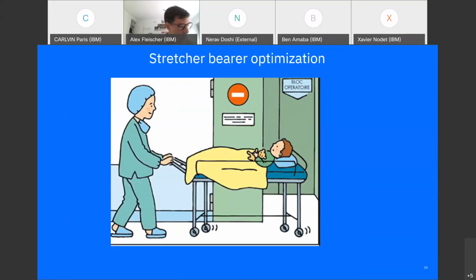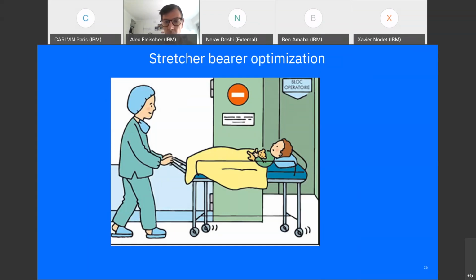CPLEX with OPL can also save lives. So one of my favorite customers in France, what is he doing? What he's doing is rebalancing stretcher bearers in real time within nearly 15 French hospitals. So according to the demand of transport for sick people within a hospital, CPLEX and an OPL model will in real time say, okay, stretcher bearer A, you have to move from this room to that room with that guy in order to save people. They are very successful and they can save a lot of money in hospitals.